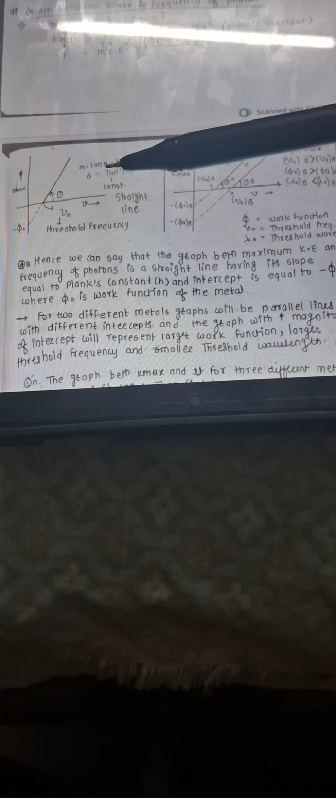Now is the question of the graph between Kmax and frequency of photon. So Kmax is E minus phi naught, and we can say that E is equal to h times nu. So that is again going to be a straight line, just like this. And here tan theta is equal to h, which is constant for all.